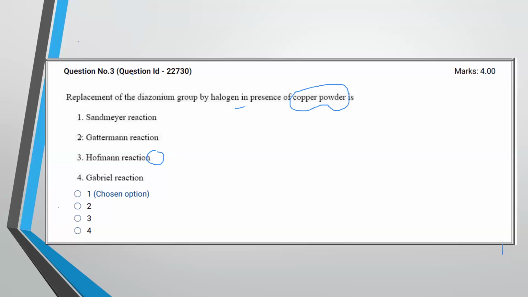Yes, yes, it is Gattermann. Don't see the chosen option. It is someone's paper, so they have chosen option 1. So they are wrong. This is Gattermann reaction, because in Gattermann reaction we are using Cu powder. Both reactions are same, but the reagent is different. In both reactions, your diazonium salt, for example, I used benzene diazonium chloride.